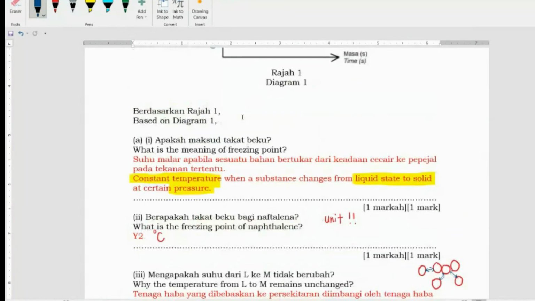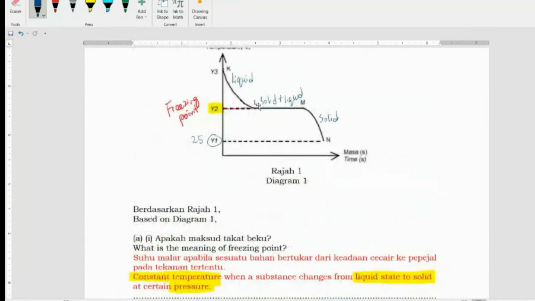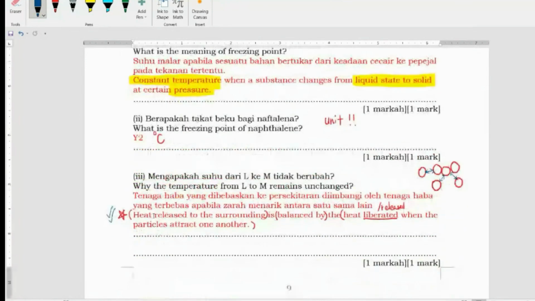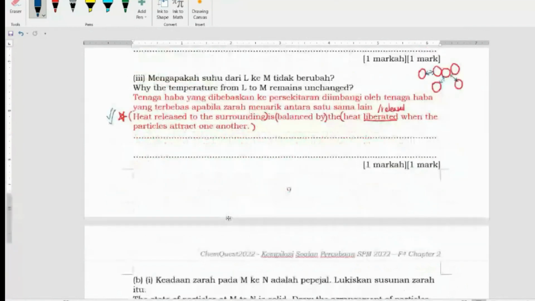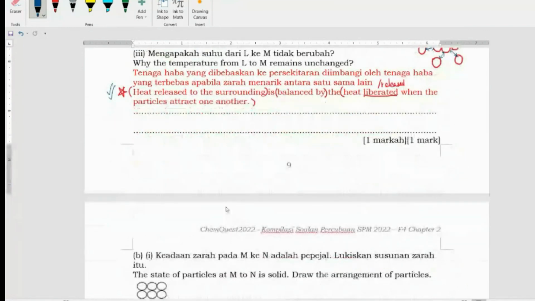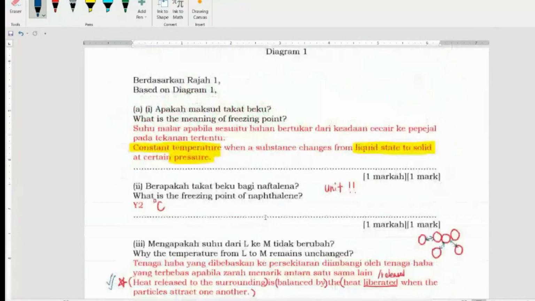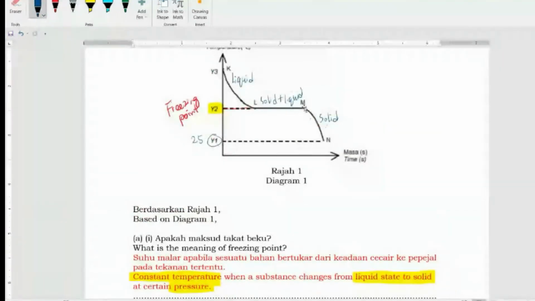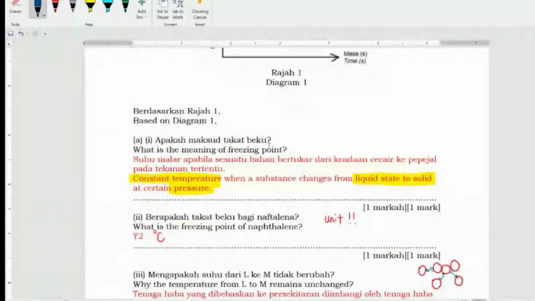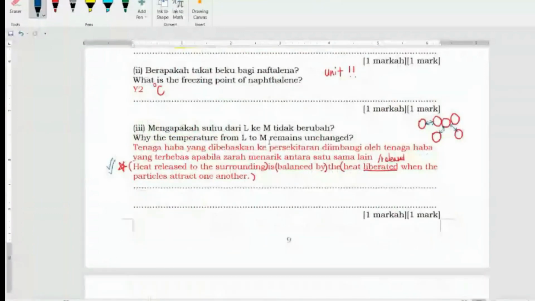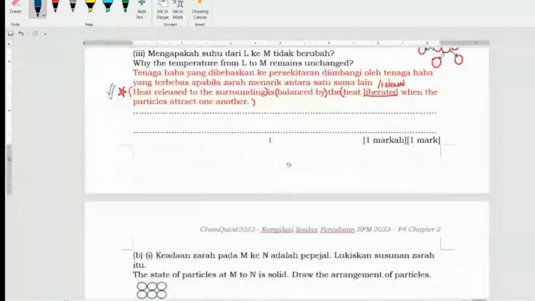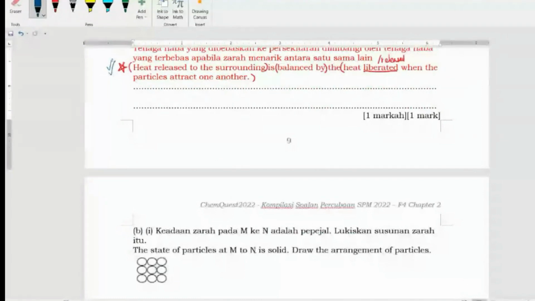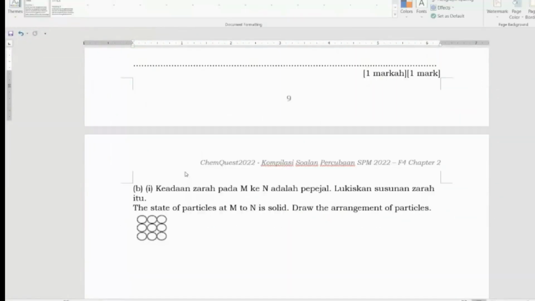If you see the cooling curve like this, why remain constant? This one is a standard answer. Okay, so you can record down. Okay, now MN. MN is the solid, right? Okay, here already have. So, state the particles. Okay, draw the arrangement of particles here.